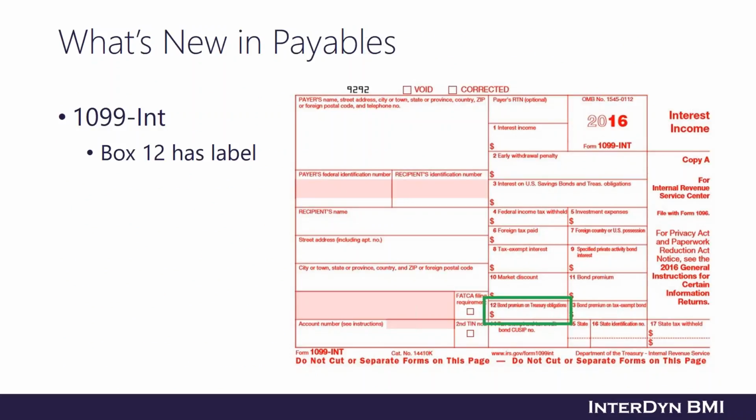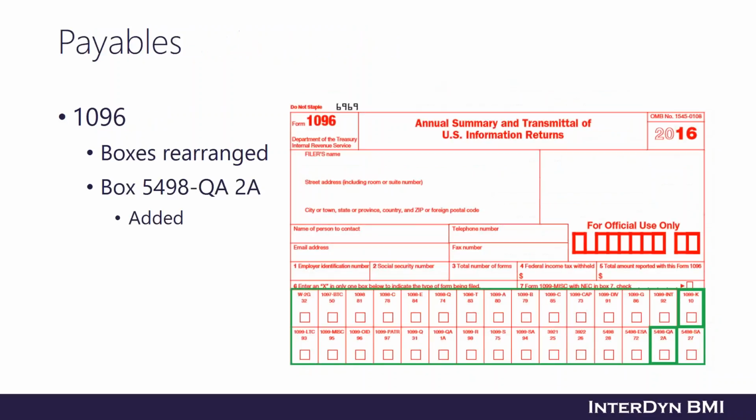Okay, so a couple of things real quick. Here's the 1099 interest. The big change here is they labeled box 12. Box 12 was there last year, but it didn't have a label, and so everybody just ignored it. Well, they finally decided they were going to label it and use it for something: bond premium on Treasury obligations, which probably is not going to affect a whole lot of people out there. So 1099 interest is, for the most part, no significant updates there. The 1096 again changed because of that 1099 interest change.